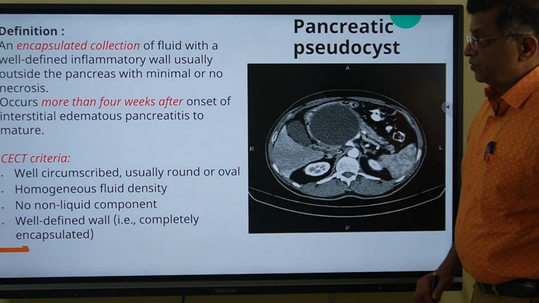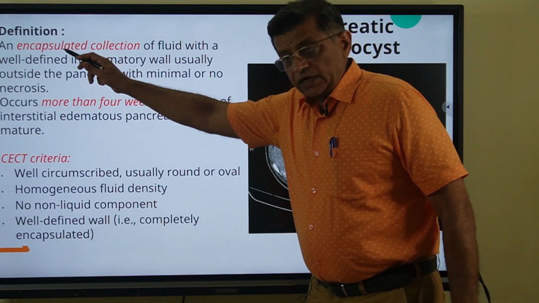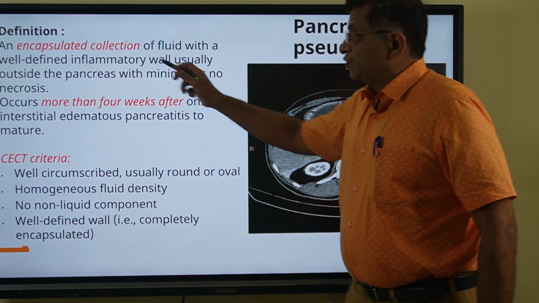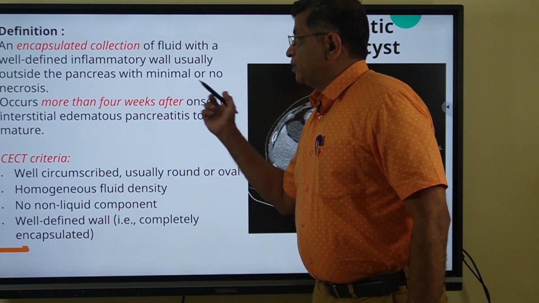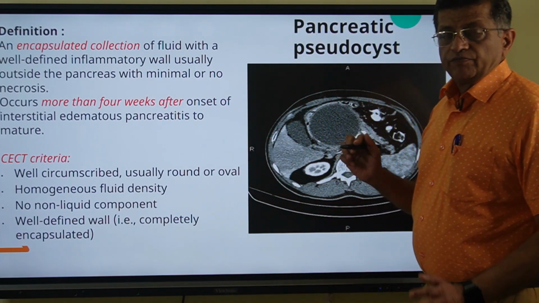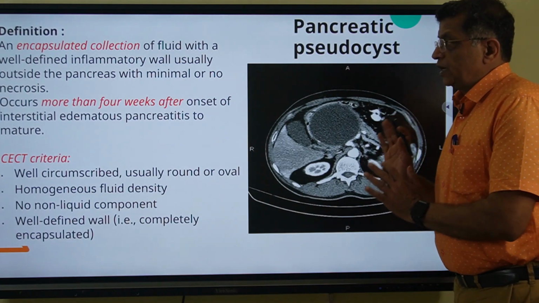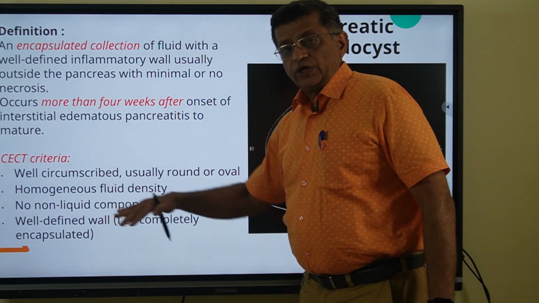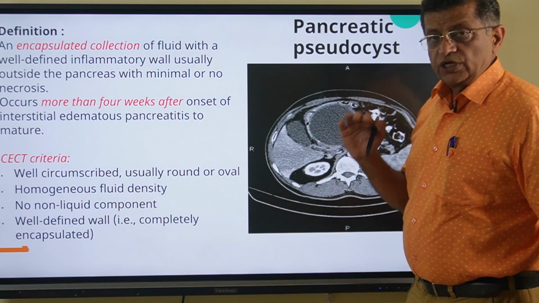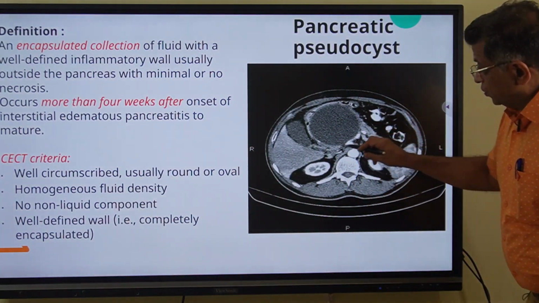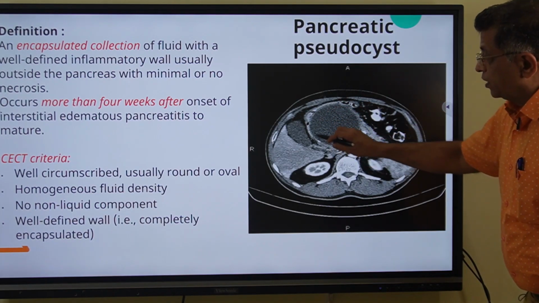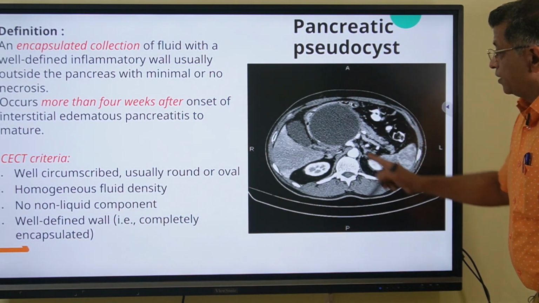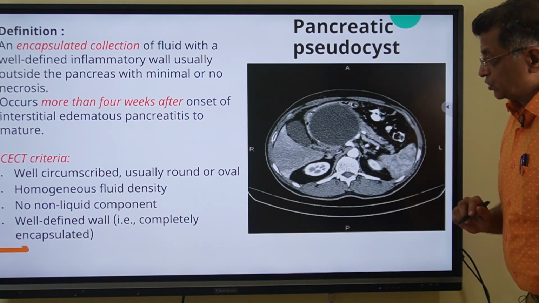Pancreatic pseudocyst. This is an encapsulated collection of fluid with a well-defined inflammatory wall, usually outside the pancreas, with minimal or no necrosis. So again, necrosis is not present, and this is seen more than 4 weeks after the onset of interstitial edematous pancreatitis. You can see a nice fluid collection, encapsulated by an inflammatory tissue wall, and you do not see any necrosis.